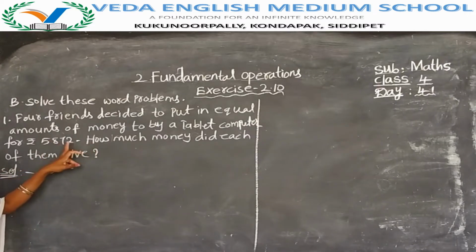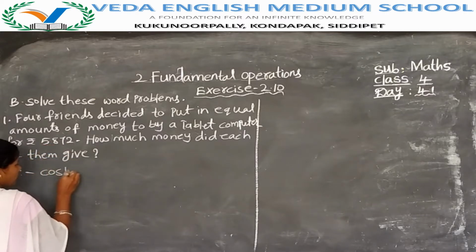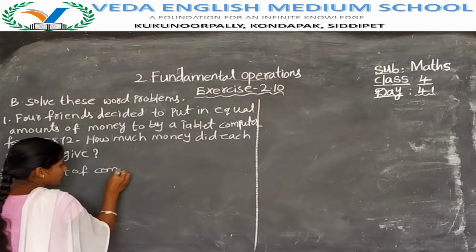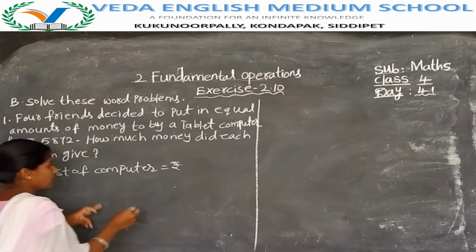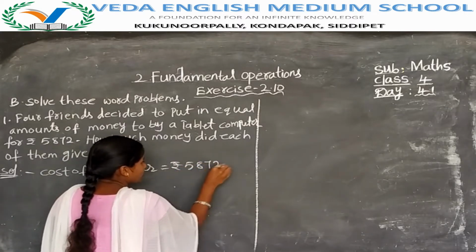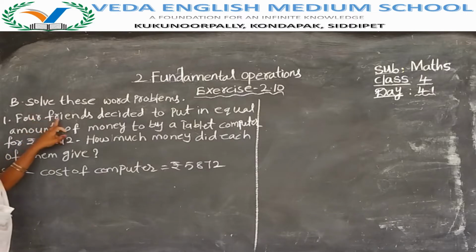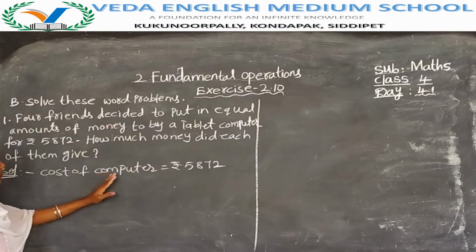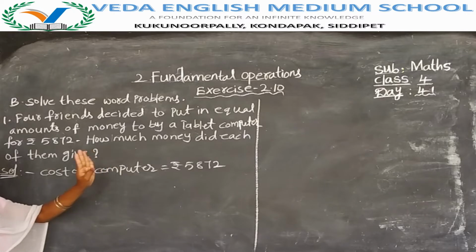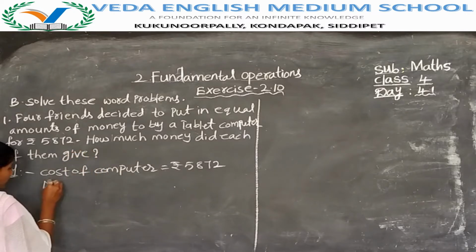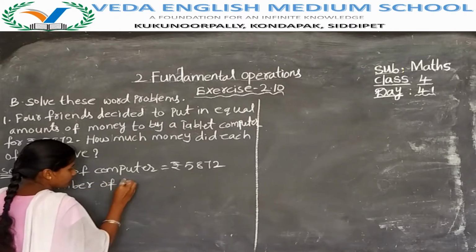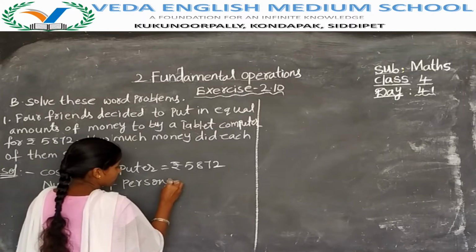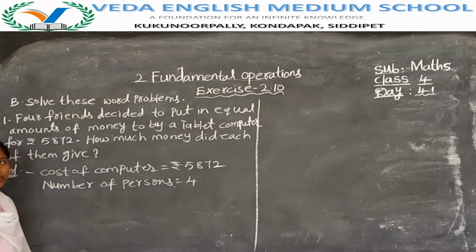What is the cost of the computer? The cost of the computer is 5,872 rupees. Cost of computer is equal to 5,872 rupees. Now, 4 friends. How many friends? How many members want to put an equal share? 4 members. Number of persons is equal to 4.